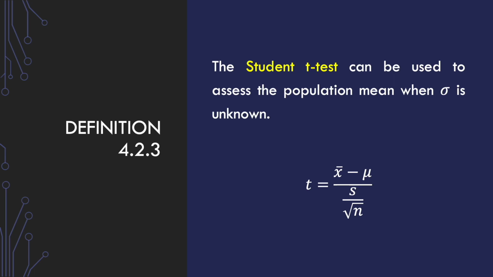So our test value or the test statistic is t is equal to the mean of the sample minus the mean of the population divided by the sample standard deviation over the square root of the sample size.